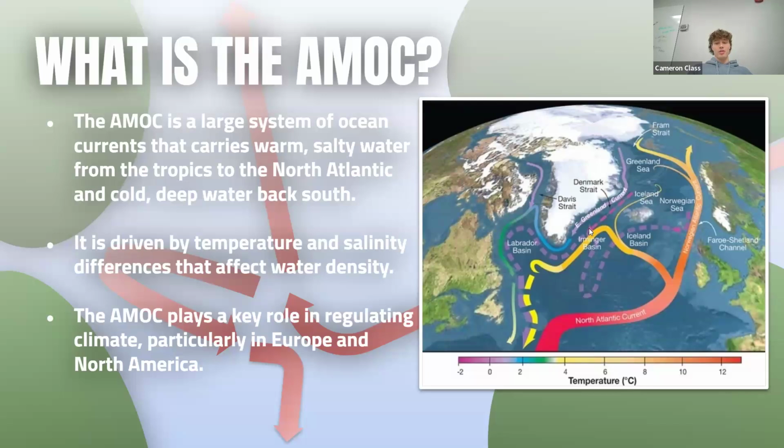Why does this matter? Because the AMOC helps regulate climate across the globe, especially in Europe and North America. For example, without the AMOC, much of Western Europe would be significantly colder. This system also affects the distribution of rainfall in the tropics and plays a crucial role in the carbon cycle by storing carbon dioxide in the deep ocean. So, disruptions to it could have massive global consequences. The diagram here shows the path of the AMOC and helps illustrate the journey this water takes from the equatorial regions all the way to the North Atlantic.